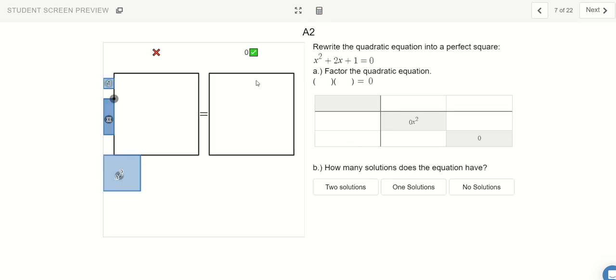All right, here let's go and complete the square. We have an x squared. Usually I like putting these in the upper left-hand corner. We have 2 x's. Again, since it's a square, we're going to put 1 on the right side, 1 on the left side.